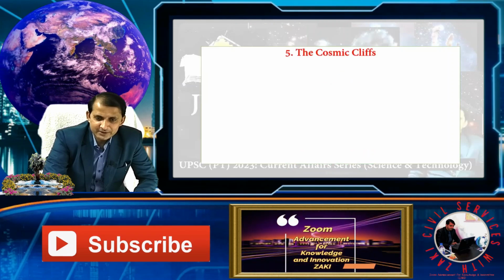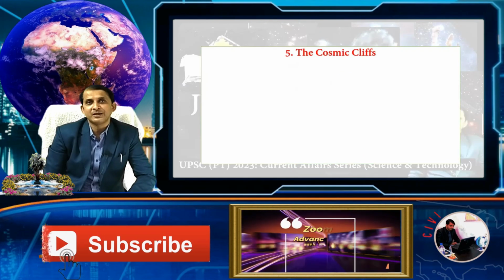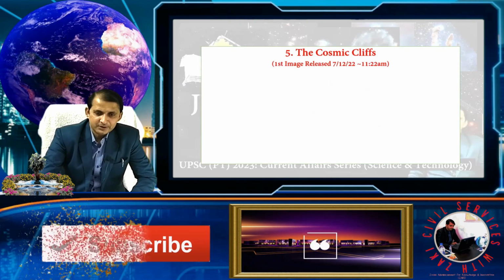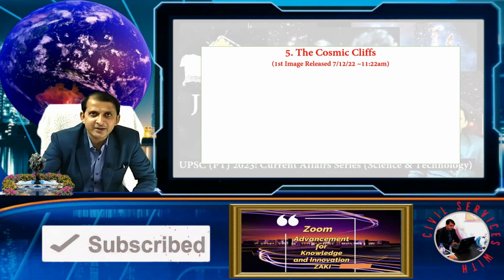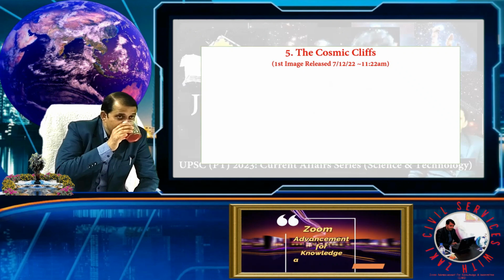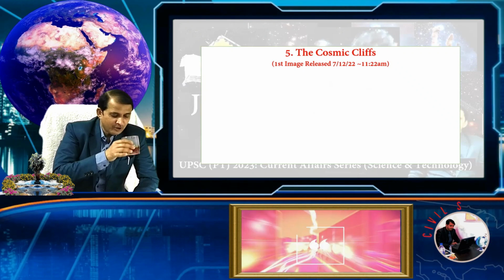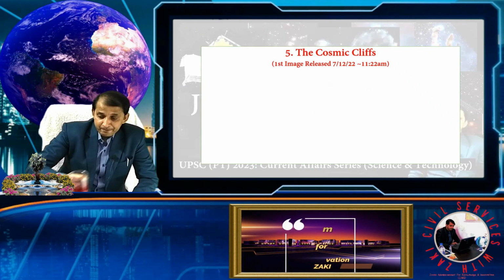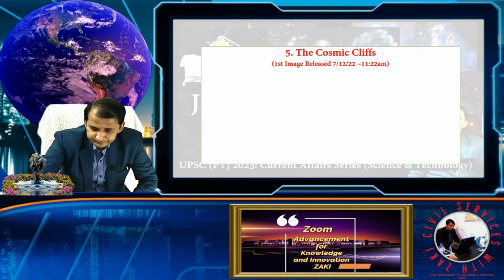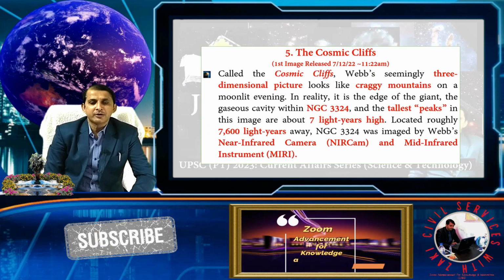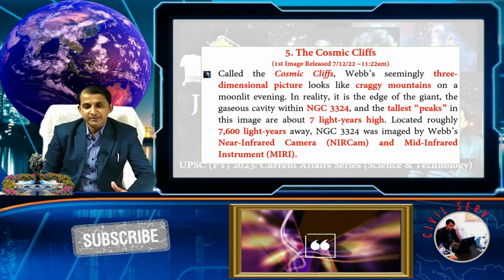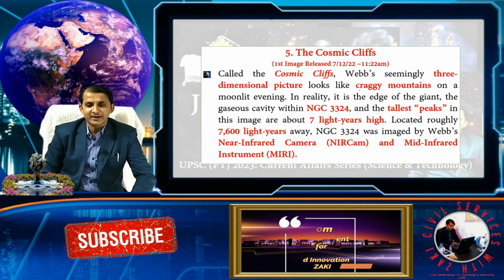Let's move forward and see the fifth image, called the Cosmic Cliffs. What are the Cosmic Cliffs? It is the last image released by NASA on 12th July 2022. See here, it is called the Cosmic Cliffs. Webb's seemingly 3-dimensional picture looks like a craggy mountain.